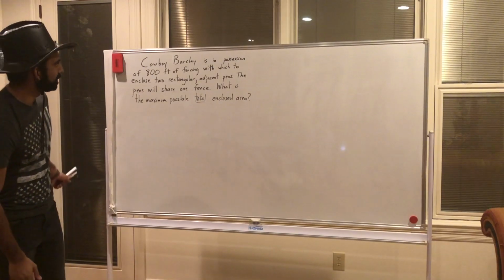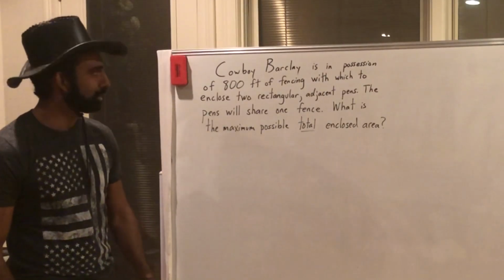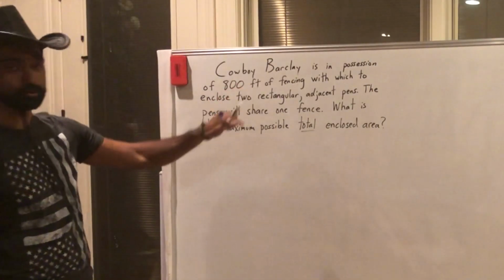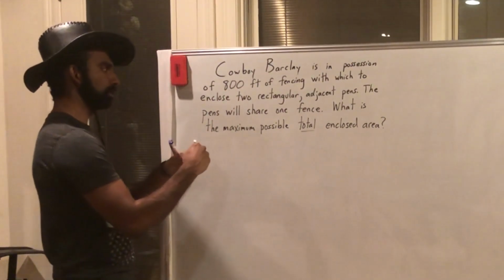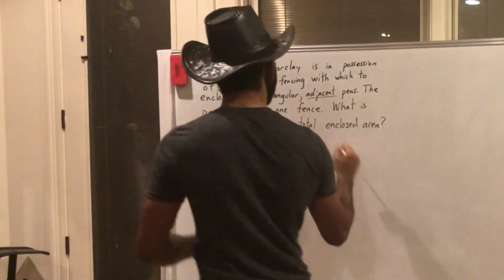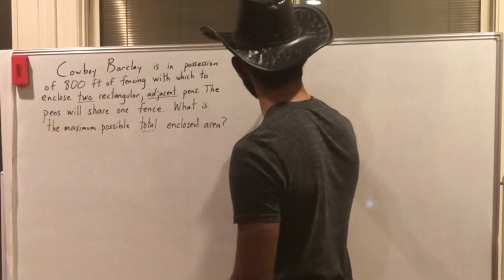So continuing our theme here of optimization, we have Cowboy Barkley being in possession of 800 feet of fencing, and he wants to enclose 2 rectangular adjacent pens like so.